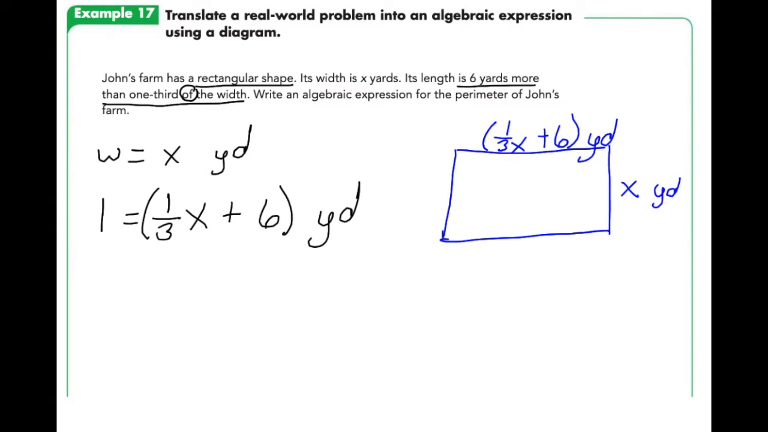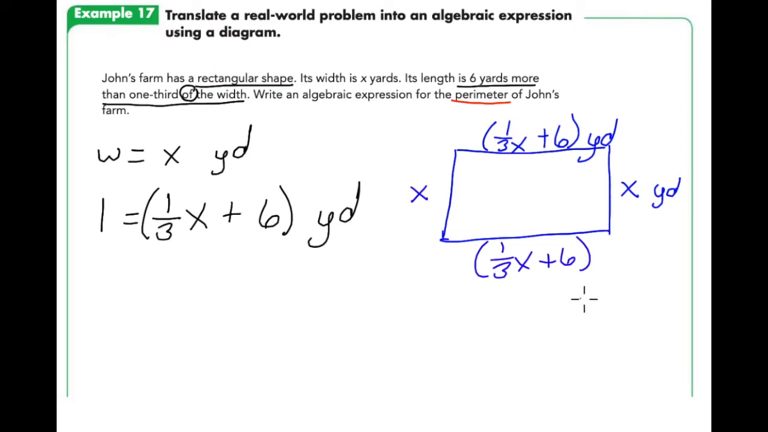And now we want to write an expression for the perimeter. The perimeter of a shape is the length around the shape, so we need to know what the other sides are. So if one side of the rectangle is x, that means this other side over here is x. And if the length was 1/3 x plus 6, that means this length is also 1/3 x plus 6.